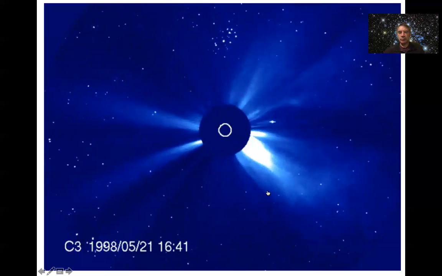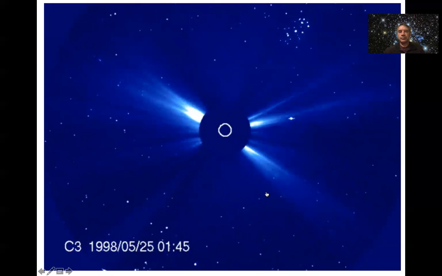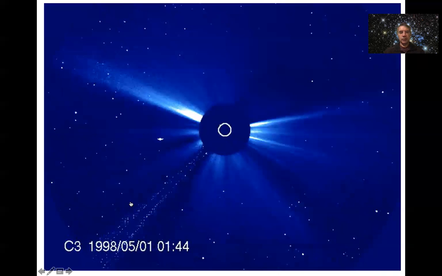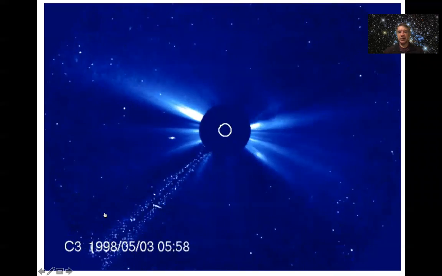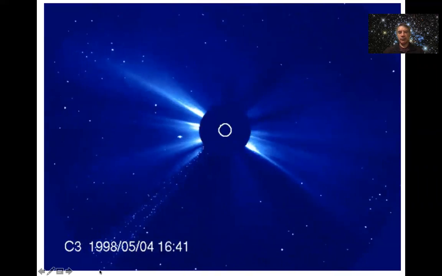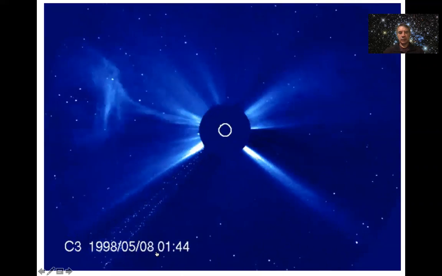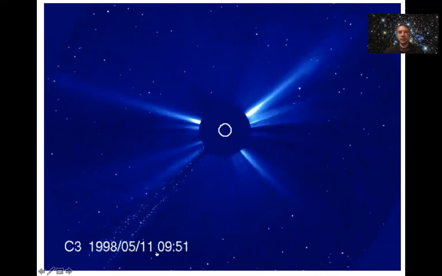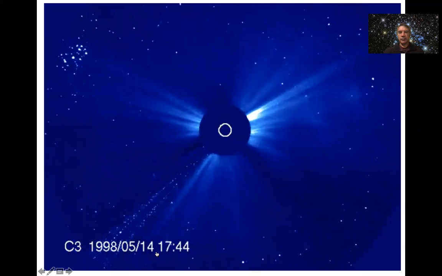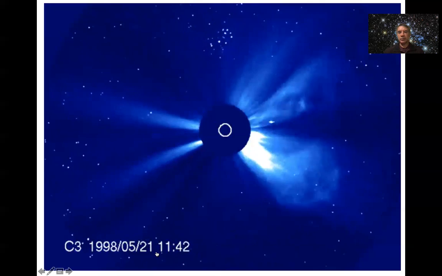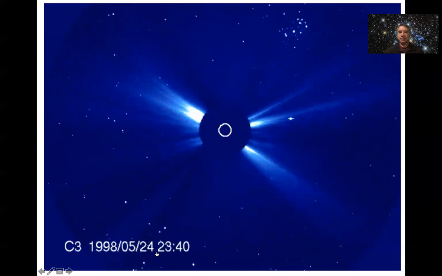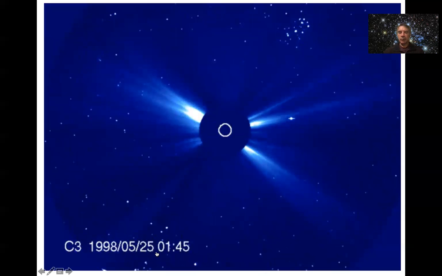Just a reminder, this is an optical picture. I'll just play that again because it's always quite fascinating and slightly disturbing how energetic this is. This is in a matter of hours that these explosions are happening. Well, eruptions is a better word than explosions. Again, all powered by the magnetic field of the sun.